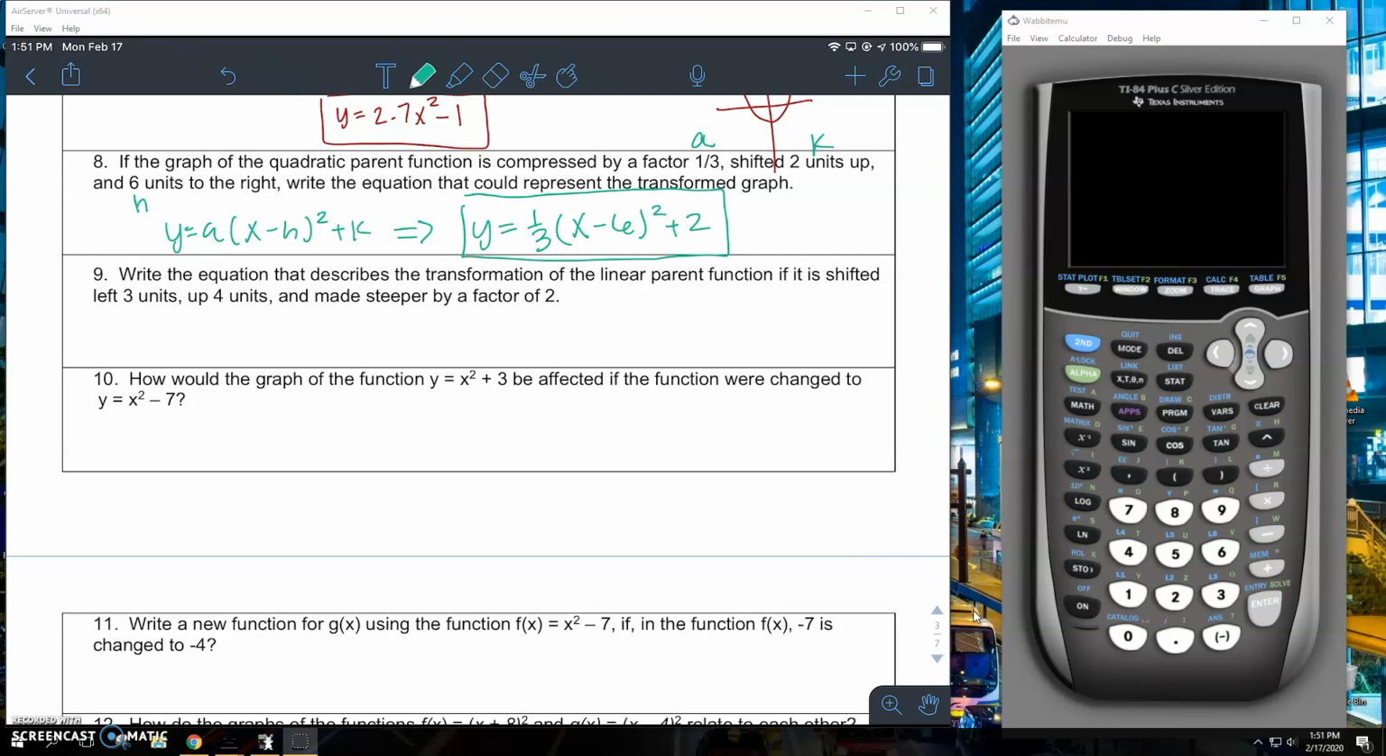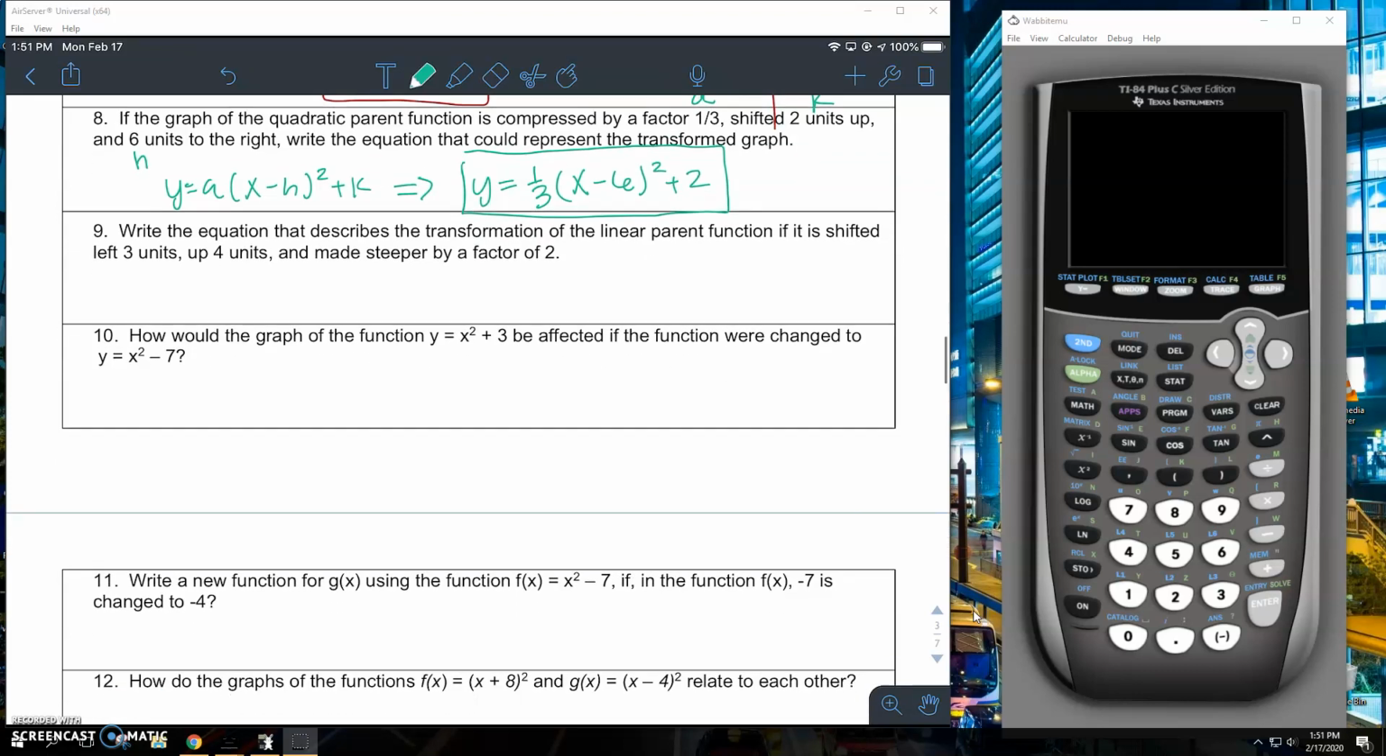Number 9, write the equation that describes the transformation of the linear parent function if it is shifted 3 units left, 4 units up, and it's made steeper by a factor of 2. So if we remember that the linear parent function is just y equals x, then we write the transformation, shifted 3 units left, 4 units up, and made steeper by a factor of 2. That's going to be y equals, my factor of 2 is first.